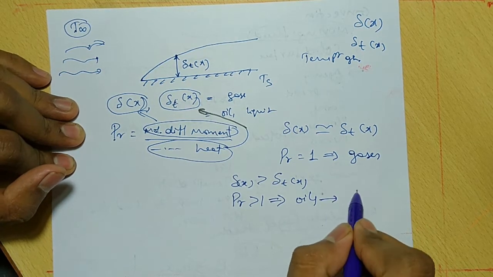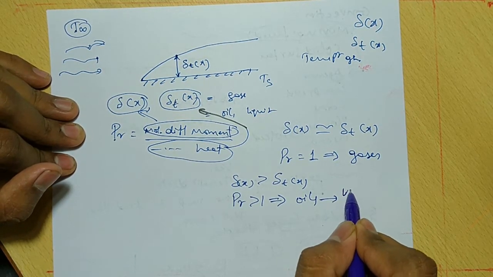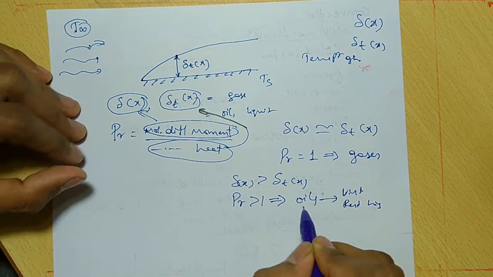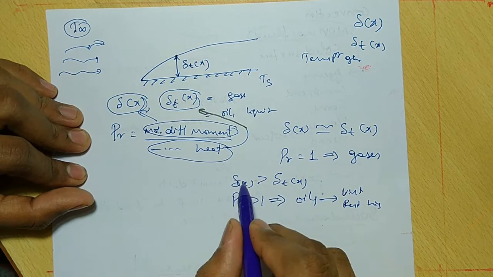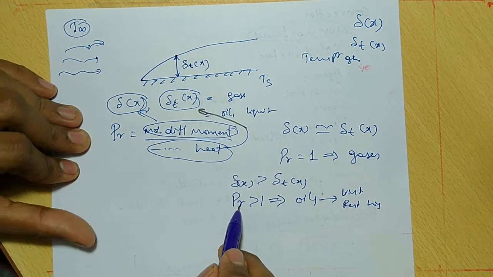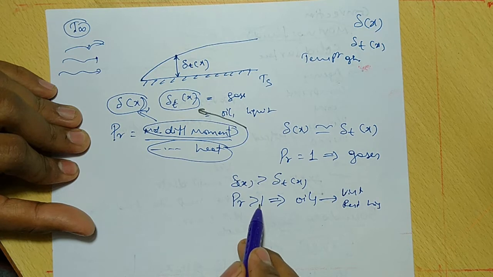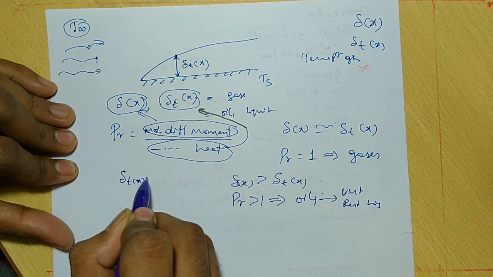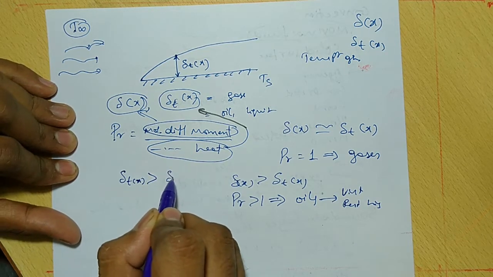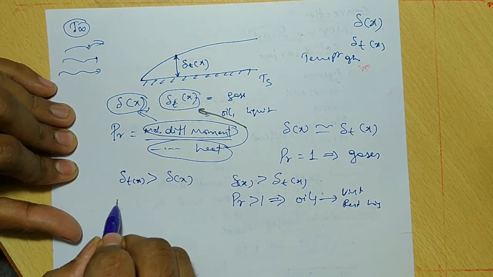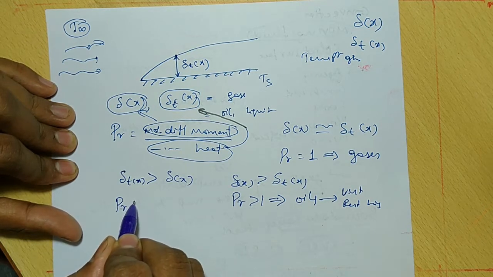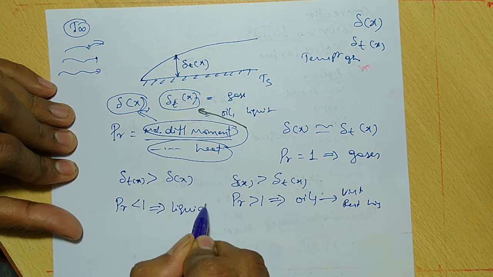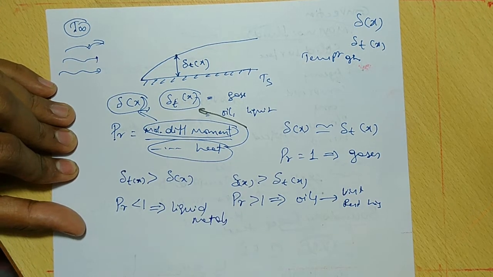Obviously, in oils the viscosity is more, meaning the resistance to the flow is high, so delta x is more in the oils. In those cases, the Prandtl number is greater than 1 for oils. Suppose delta T of x is a higher value compared to delta x, then what will happen? The Prandtl number falls below 1. This condition is for the liquid metals.